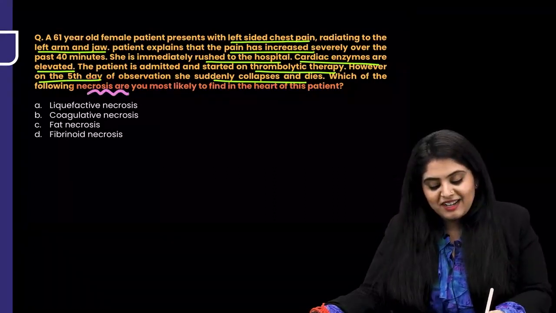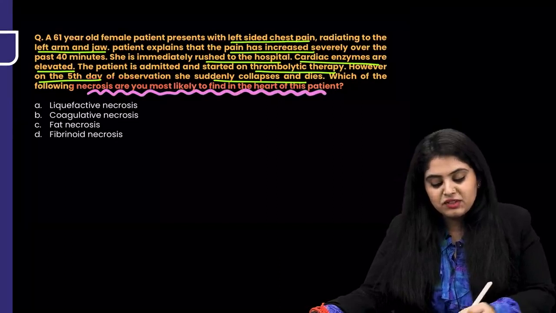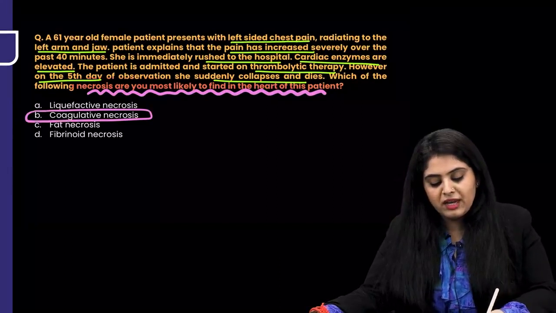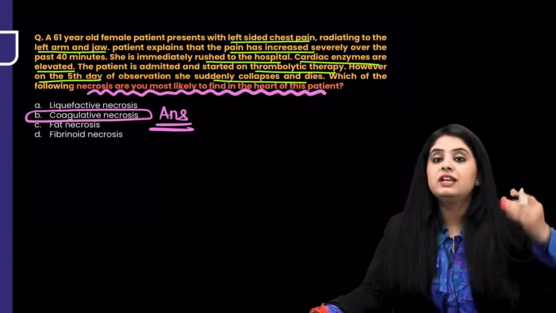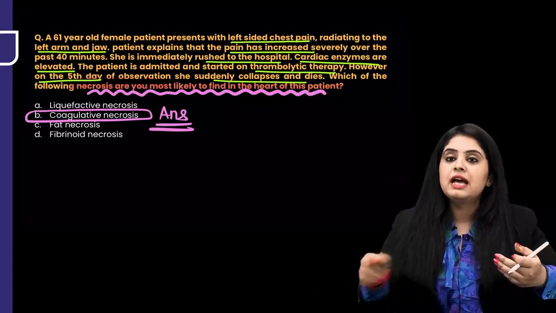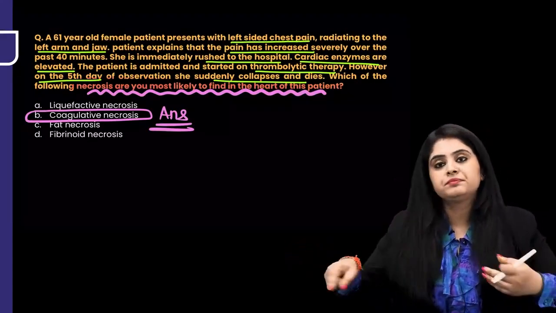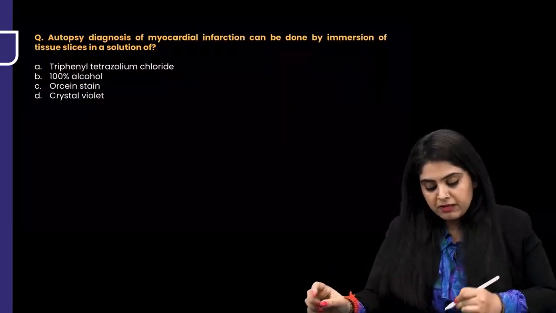Even if you had read the last line first, you know the necrosis that you see in the heart is always and always going to be coagulative necrosis. So this just shows how a lengthy question from medicine will come and how the answer will be somewhere hiding in pathology. Let's pick up one more question.